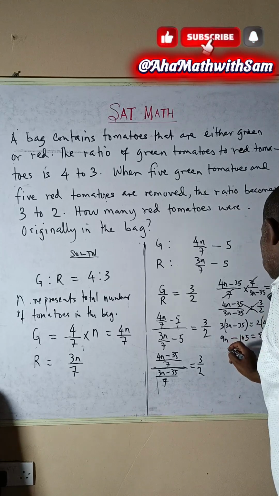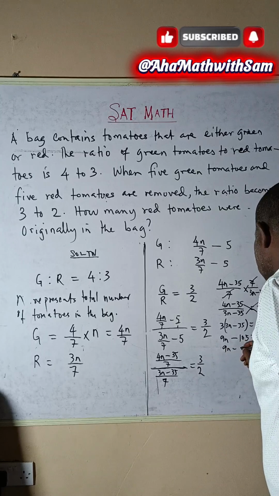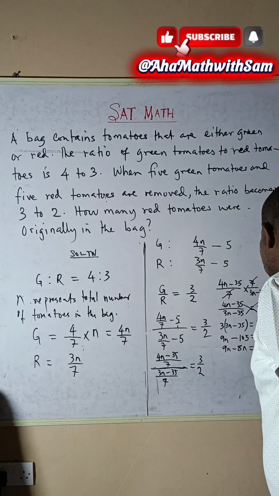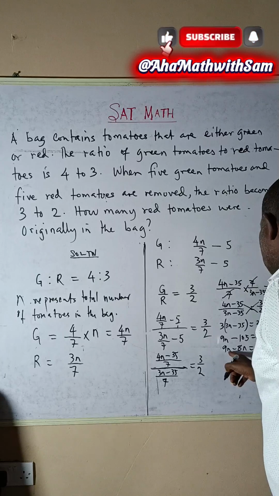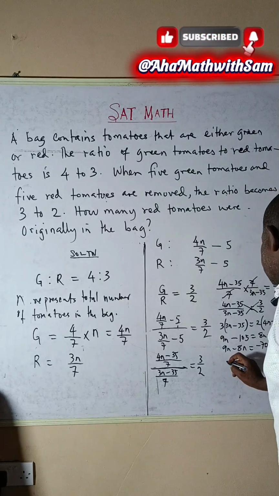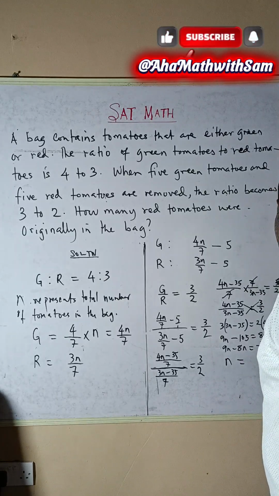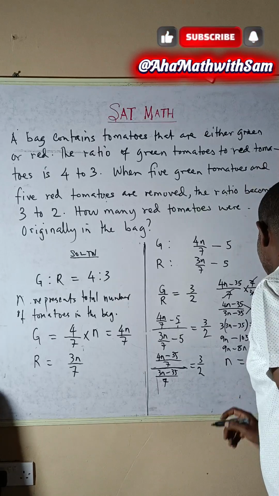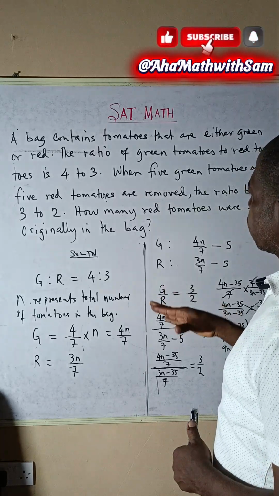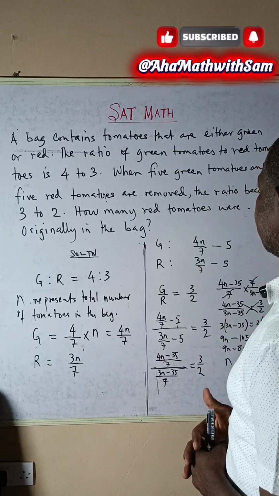We collect like terms, so we have 9N minus 8N equals minus 70 plus 105. 9N minus 8N is N, so N is equal to 105 minus 70, 35. What this means is that there were originally 35 tomatoes in the bag.